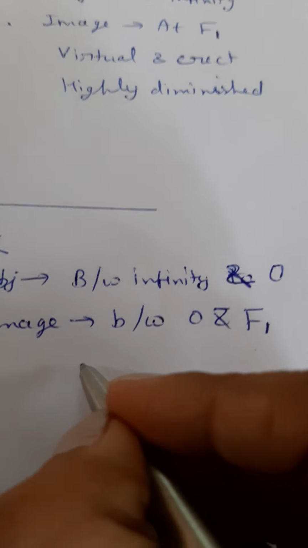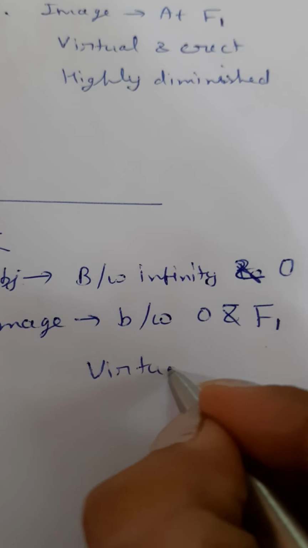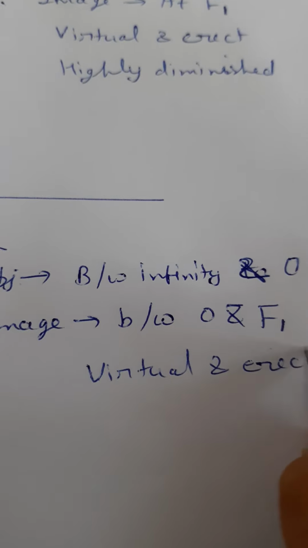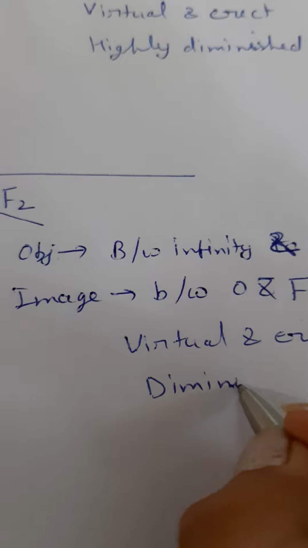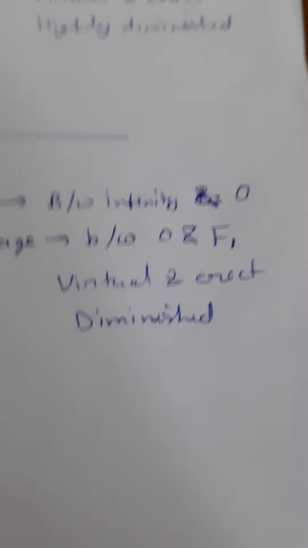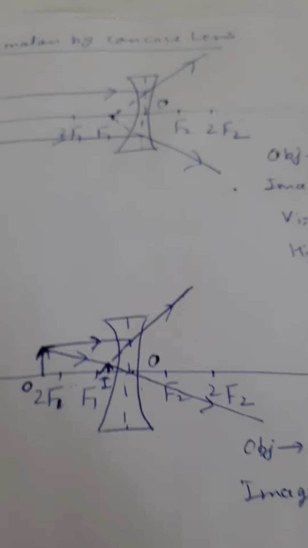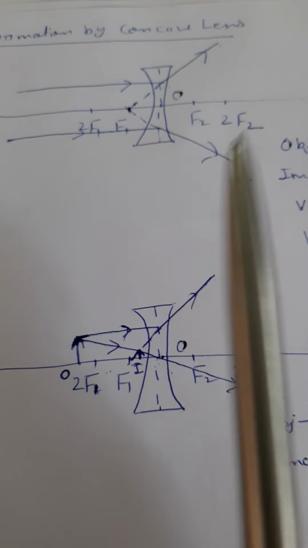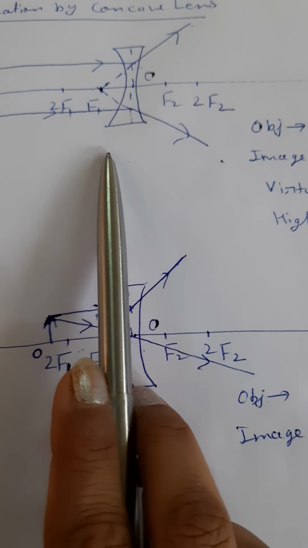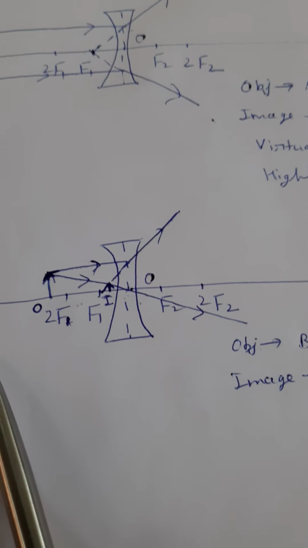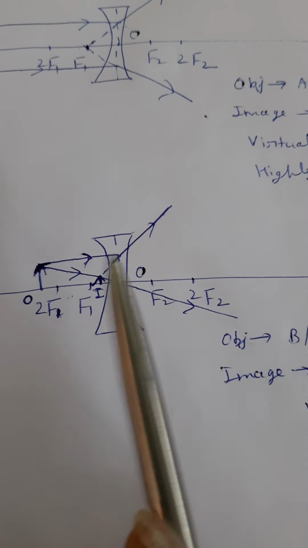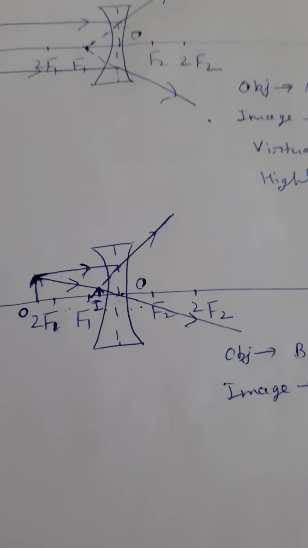Okay, what kind of image? Virtual and erect, and one more property, that is diminished. The image will always be smaller in size. So we have only two conditions: object at infinity, the image will be at f1, and object in front of the lens except at infinity, the image will form between O and f1.